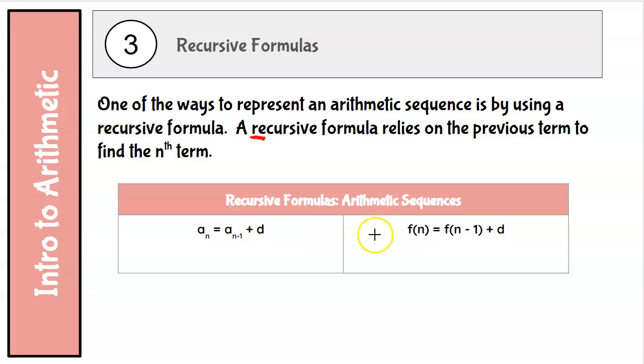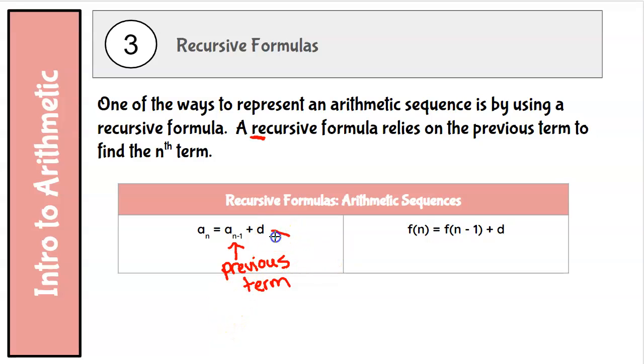Recursive formulas have two different looks depending on whether we're talking about subscript notation or function notation. So in subscript notation, this is asking us to find the nth term. So the 5th term, the 6th term, 7th term. This notation means the previous term. So for example, if I was trying to find the 10th term, then this would be asking me for the 10 minus 1, which is the 9th term. But really, if you just remember that a sub n minus 1 means the previous term, the one that came before it, then you're good to go.